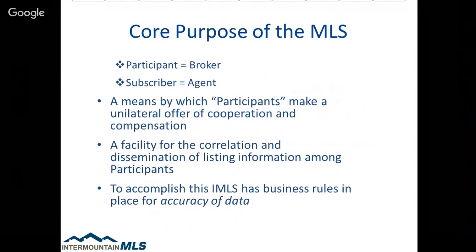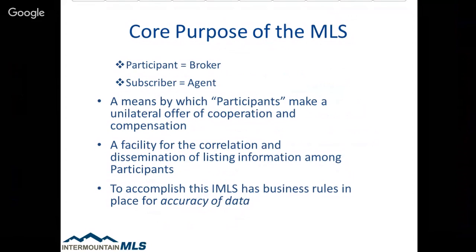So to accomplish this, the MLS has business rules in place for accuracy of data. That's the key. Data accuracy is what the MLS cares about. We don't care about your seller's house looking fine online. We don't care about making your seller happy. We want accurate data. So all the rules the MLS has is for the accurate data, and that accurate data can be shared with the agents and brokers.